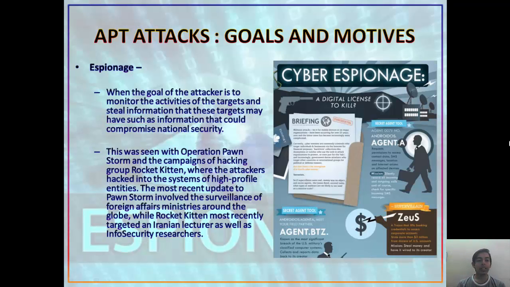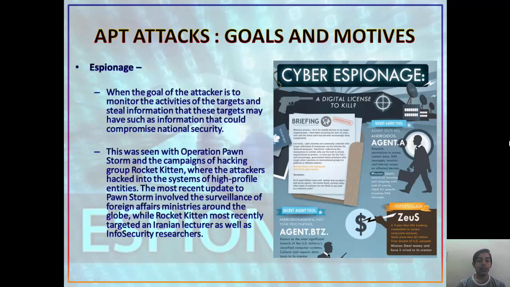Moving on, now what is espionage? When the goal of the attacker is to monitor the activities of the targets and steal information such that the targets may have information that could compromise national security. Yes, you heard it very clearly. The goal of the attacker in espionage is to compromise national security. Now it can be very dangerous or very deadly.